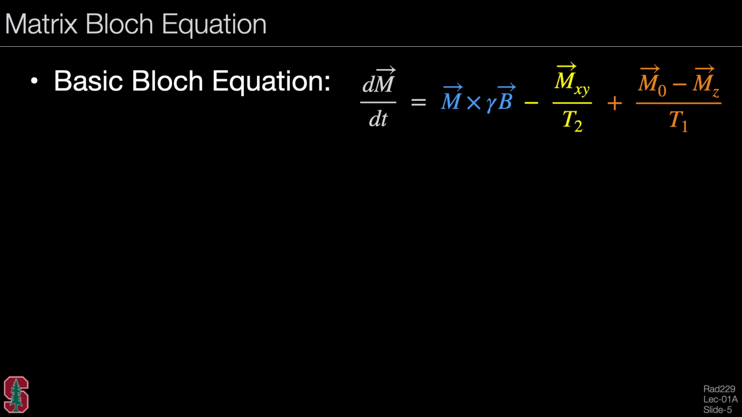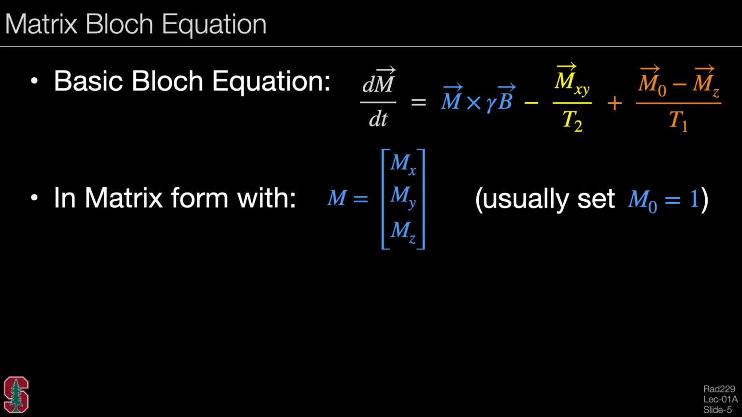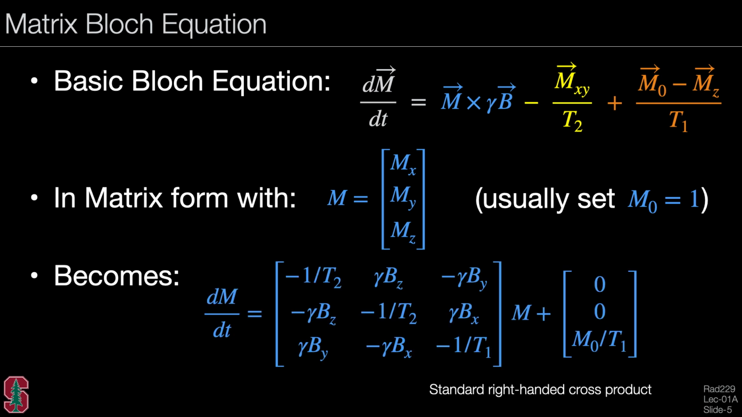So starting again with the Bloch equation as shown here, we see that if we define M as a vector with components Mx, My, and Mz, and we usually set M0, the equilibrium magnetization, to 1, we can write the Bloch equation in this matrix form, where the change in the magnetization vector is written as shown here. And here we've combined the effects of rotation due to an applied magnetic field B, as well as relaxation.